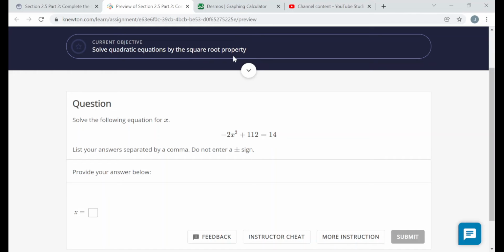Alright, so this first objective, the first question here is on solve quadratic equations by the square root property. So before I get into this question, let me tell you about what this square root property is.